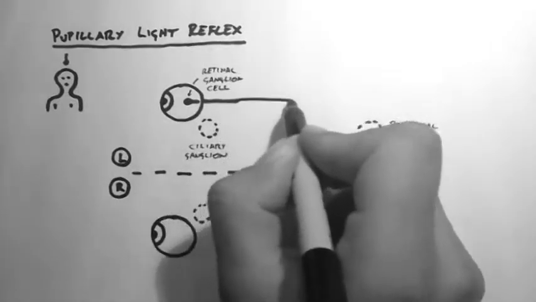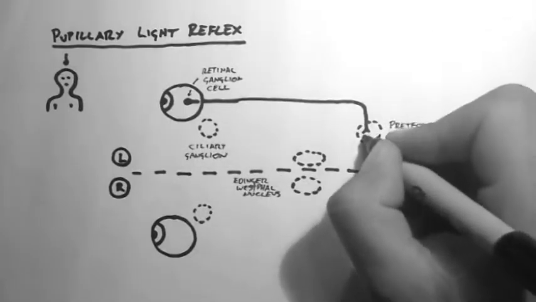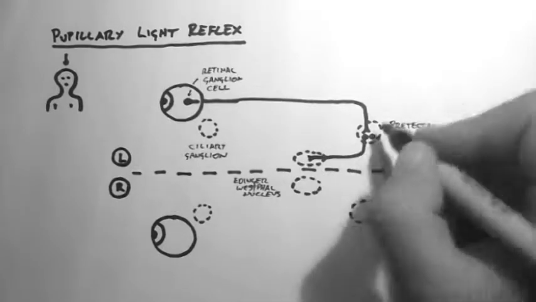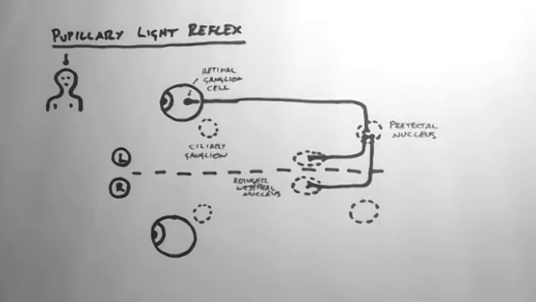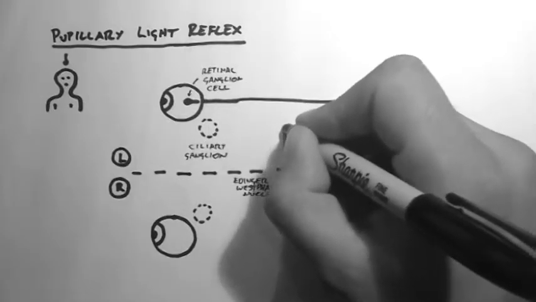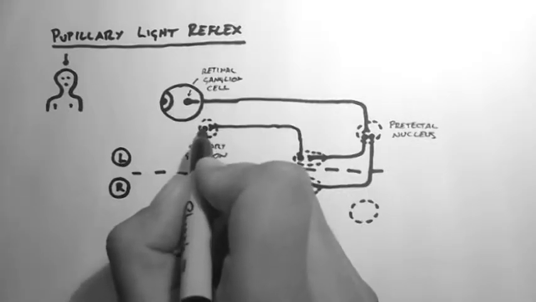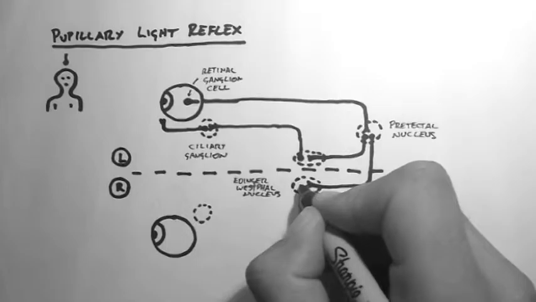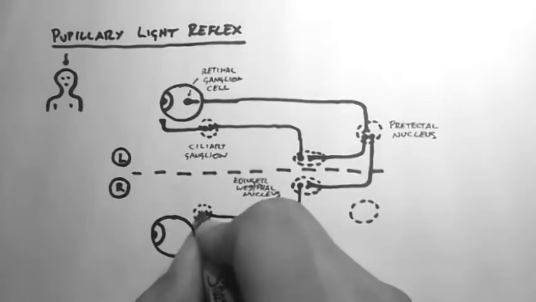So I'll join all this up. Here's an axon going to the pretectal nucleus, and this innervates two outputs, one to the Edinger-Westphal nucleus on each side of the brainstem. The cells in the Edinger-Westphal nuclei project to the ciliary ganglia. The cell bodies in the ciliary ganglion then project to the muscles which contract the pupil.